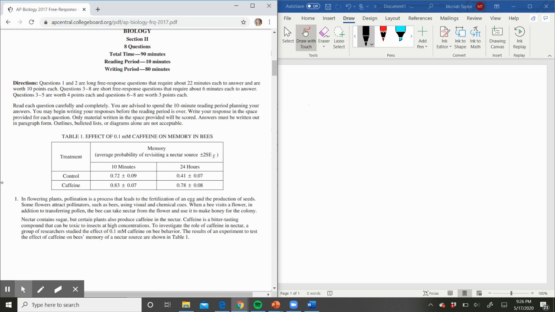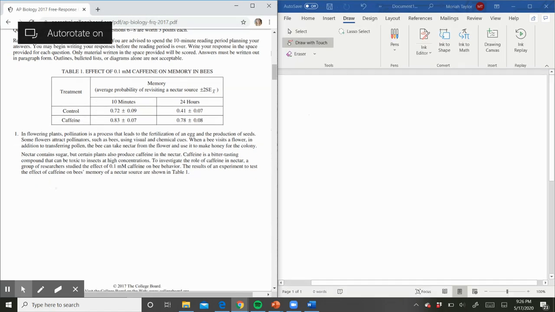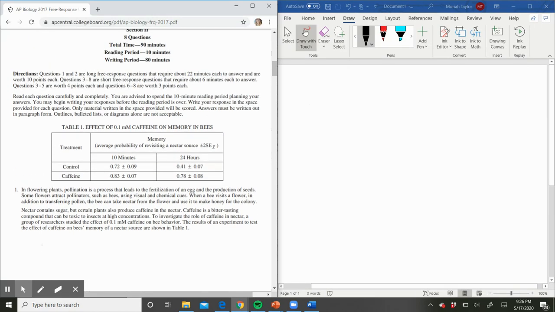But to investigate the role of caffeine in nectar, a group of researchers studied the effect of 0.1 micromolar caffeine on bee behavior. So the results of the experiment to test the effect of caffeine on bees' memory of a nectar source are shown in table 1. So it shows you this table.